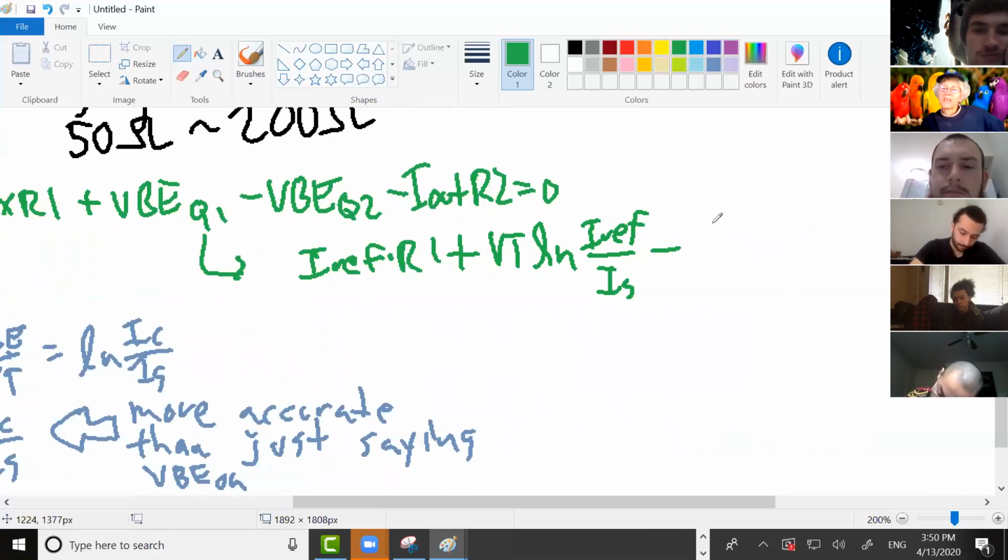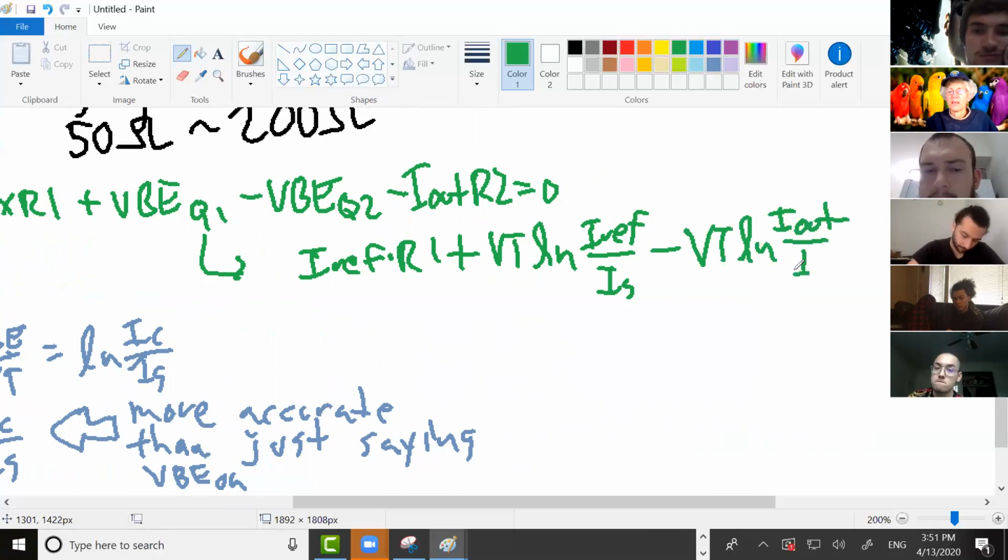And we want to use the more exact VBE equation again. Natural log of, what's the current on the mirror side? I out, over IS. Minus I out R2 equals 0. Okay. All right. So we're almost there.